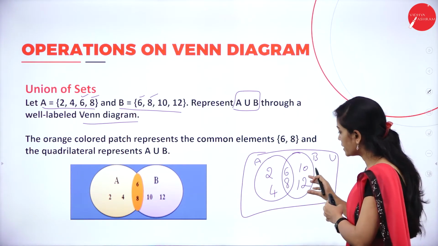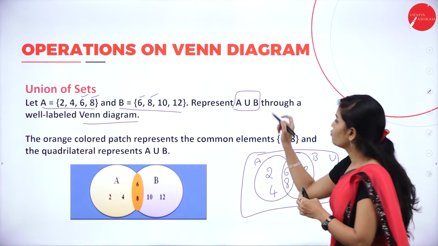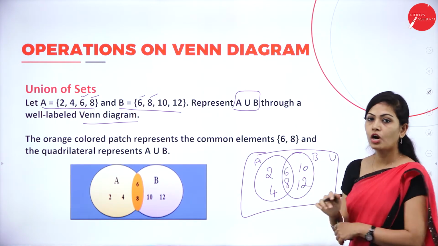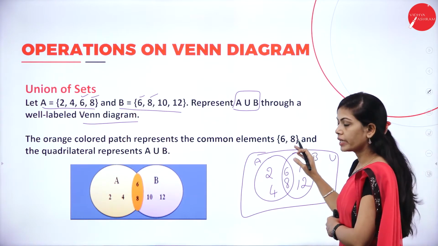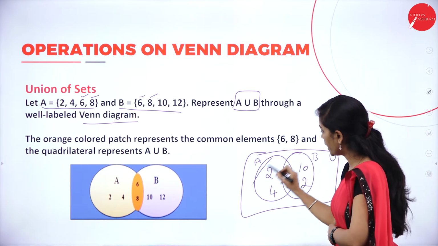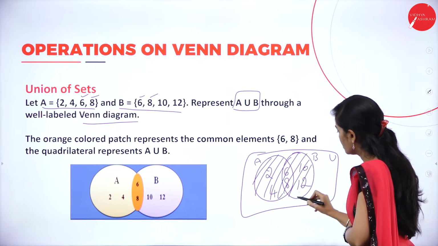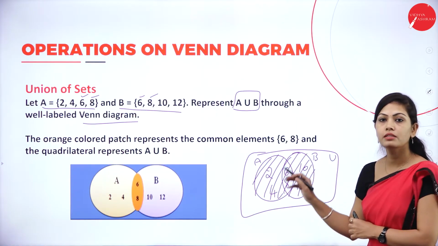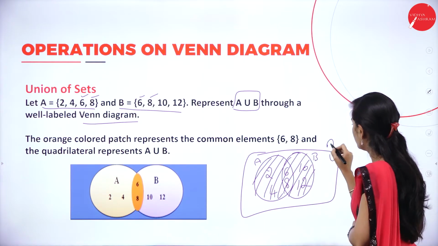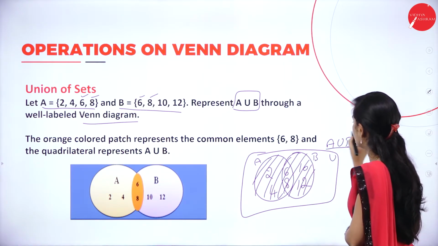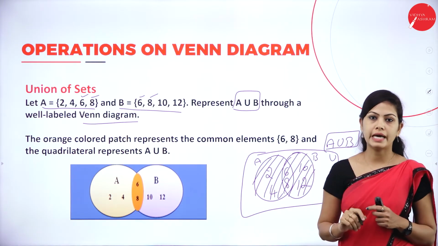The next part is which area I have to shade for A union B. Already I have told you, for A union B, you have to shade the entire region. Shade this entire region. This is called the A union B representation using a Venn diagram.